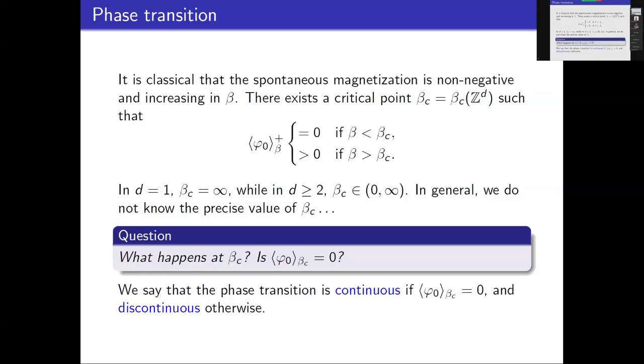And so we can define the beta C of our model, the critical point of our model, which is the first point above which the magnetisation becomes strictly positive.